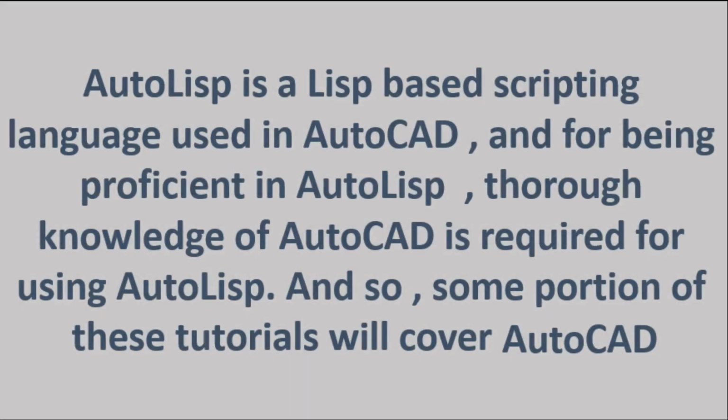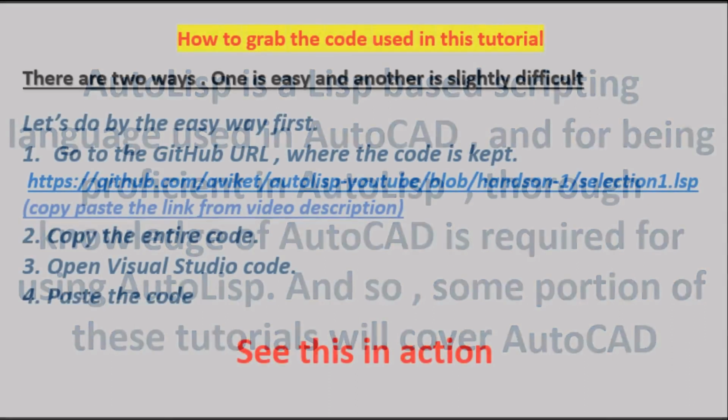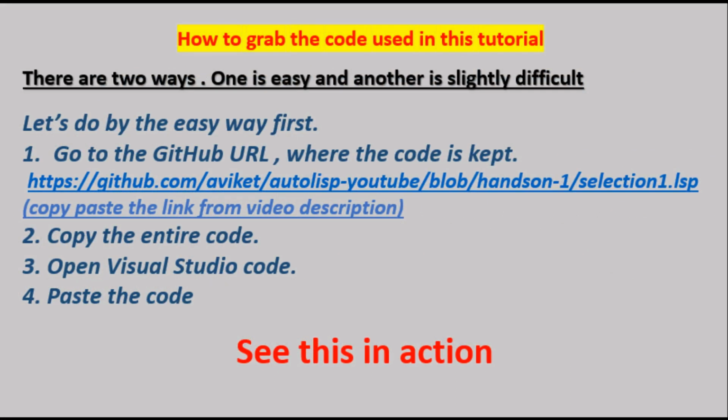AutoLISP is a Lisp-based scripting language for AutoCAD. To be proficient in AutoLISP, thorough knowledge of AutoCAD is required. Let's now see how to get the code used in this video. The easiest way is to go to the code file on GitHub and copy-paste it in Visual Studio Code. The URL for the code file is in the description of this video.